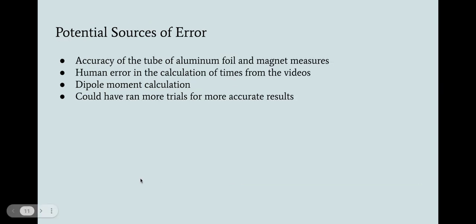Potential sources of error: the accuracy of the tube of aluminum foil and magnet measures, so the measures we had in the experiment could have been inaccurate. There could have been human error in calculation of the times from the videos, human error in the dipole moment calculation, and we also could have run more trials for more accurate results.